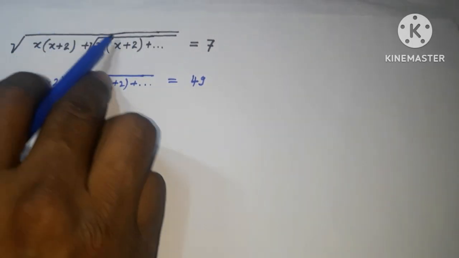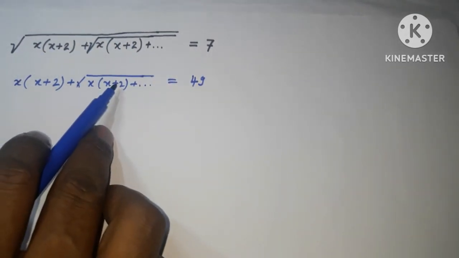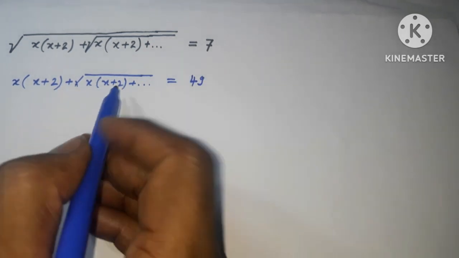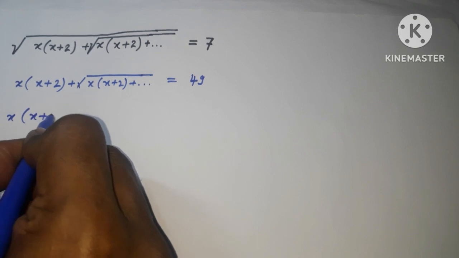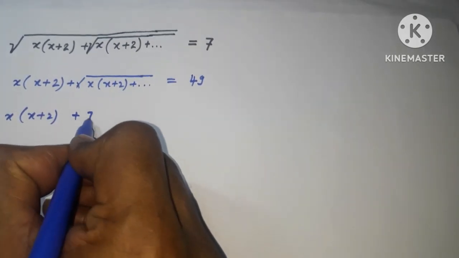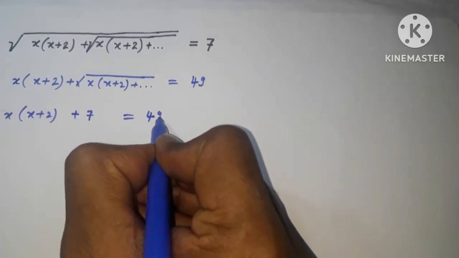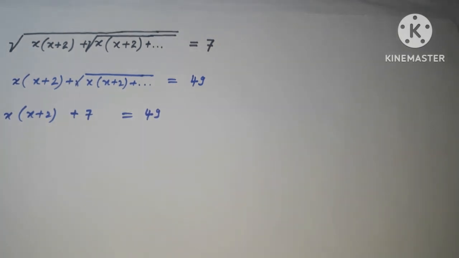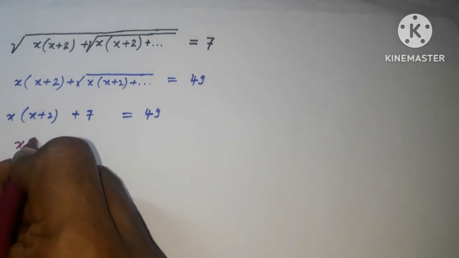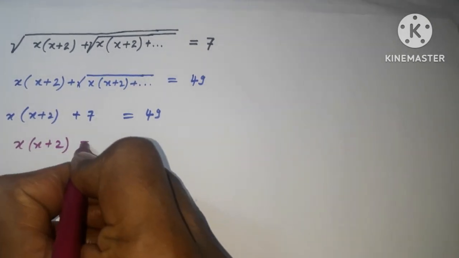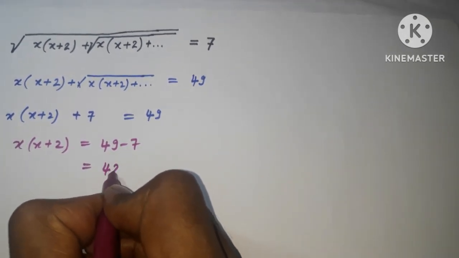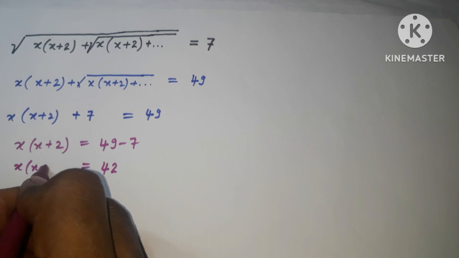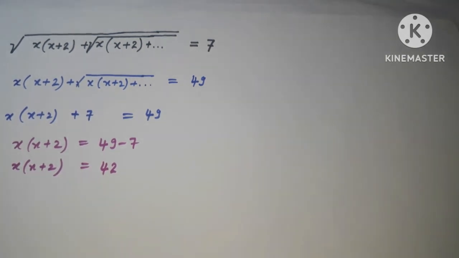And now you are seeing that the whole value is 7, the same is inside here after the plus. So we can just plug in 7 over here. After substituting, we have 7 plus the remaining, that is equal to 49. So obviously it is going to give us a quadratic equation, right? So this one is x into x plus 2, and we have 49 minus 7, which gives us 42, right? And x into x plus 2.